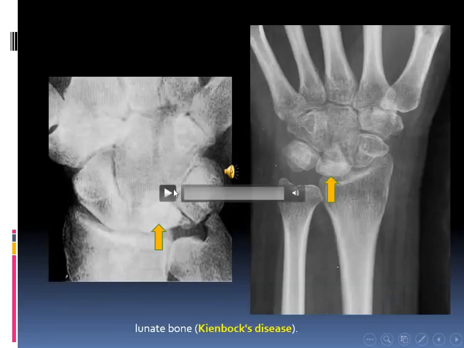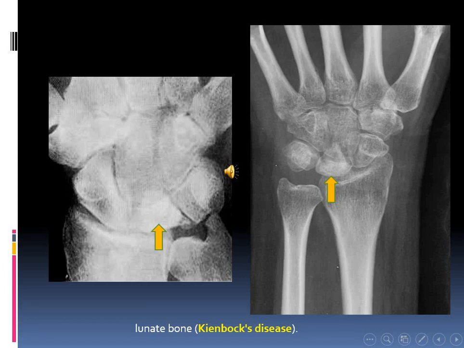The lunate bone is also affected by the same mechanism of osteonecrosis.